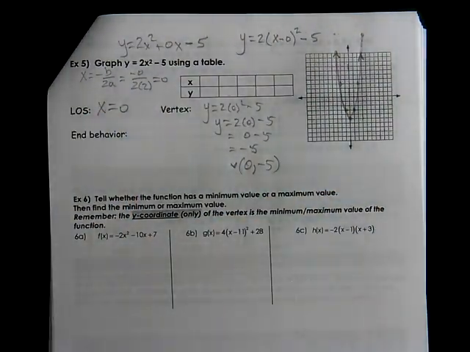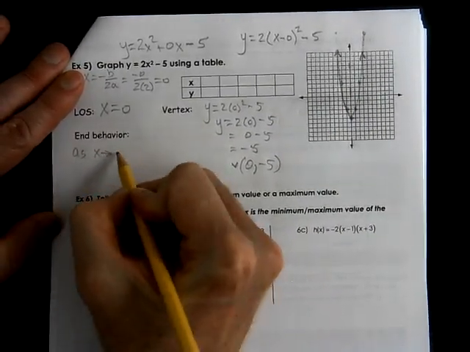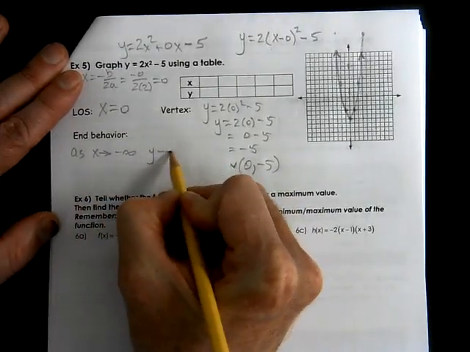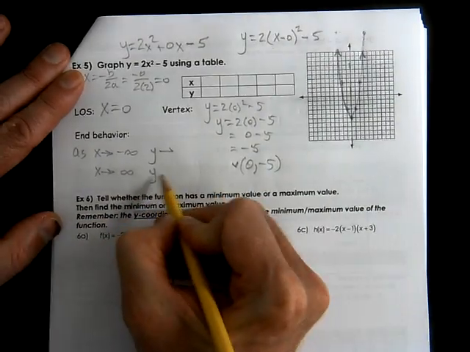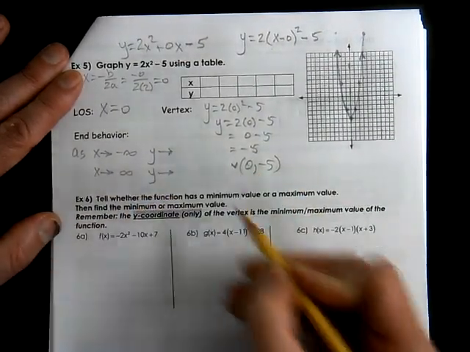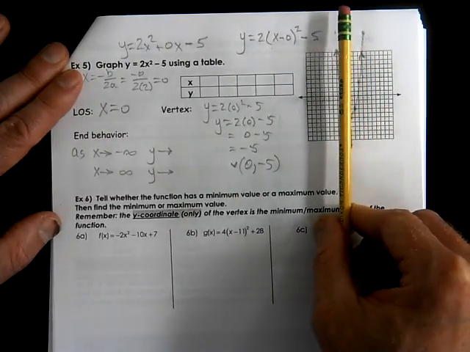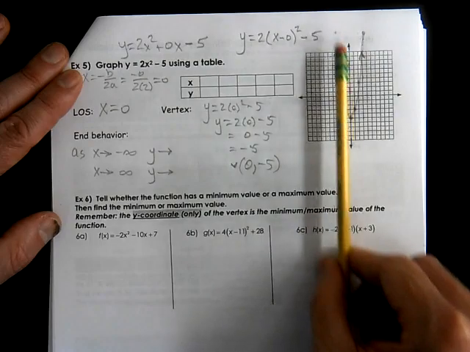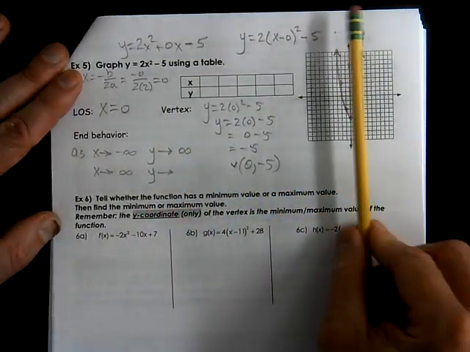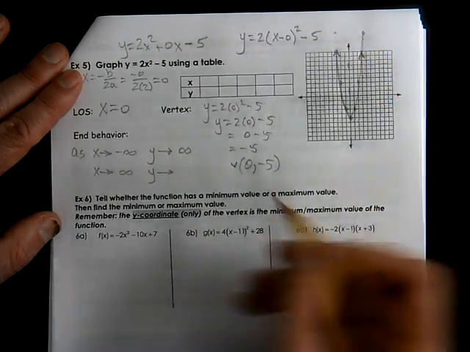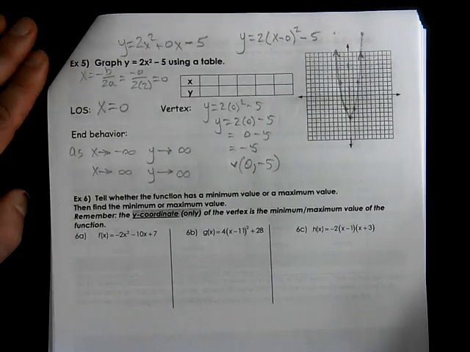I like to put a V next to that because that's my vertex. And my end behavior: as x approaches negative infinity, the function's going to do something. And as x approaches positive infinity, the function's going to do something. Let's take a look. When we look to the left, which way is the graph pointing? It's pointing up. So it goes to positive infinity. And to the right, it also points up. So it goes to positive infinity. That's your end behavior.